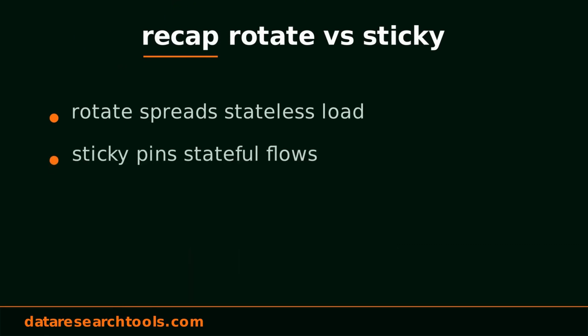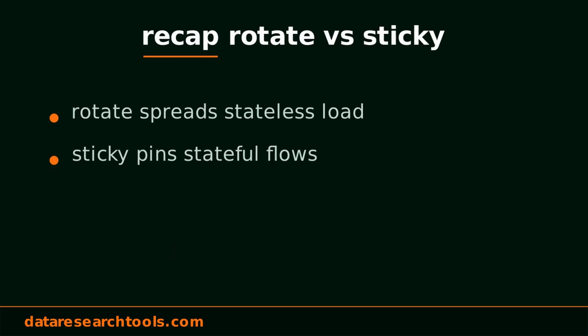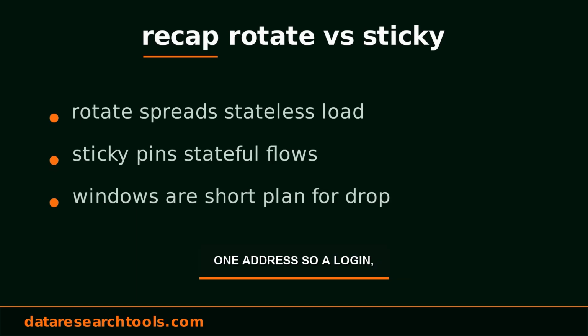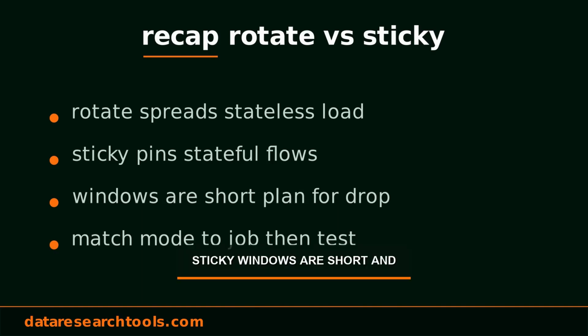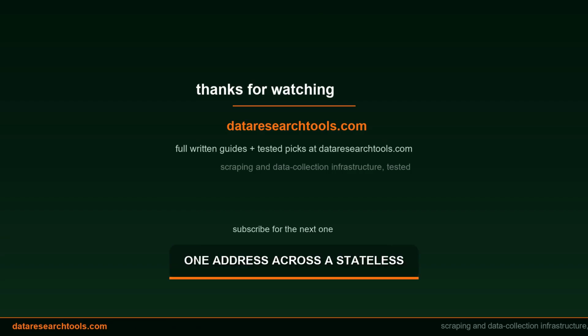So to recap, rotation hands you a fresh address to spread load across stateless work, and a sticky session pins one address so a login, a cart, or a multi-step flow stays consistent. Sticky windows are short and best effort, so design the flow to survive the address changing. Rotate a stateful job and you get locked out. Hold one address across a stateless crawl and you burn it. So match the setting to whether the job carries state and test on the real target.